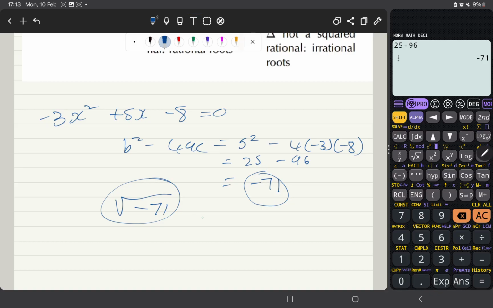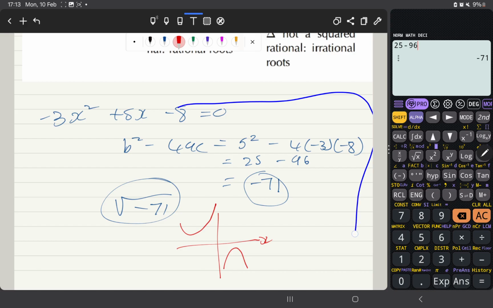If I were to plot this, assuming that my a is positive, I'm going to have something like this. You realize that here I don't have any roots, or maybe something like this. I do not have any roots. This parabola doesn't cross our x-axis. That means in this case we do not have the roots, right? Let me erase this.